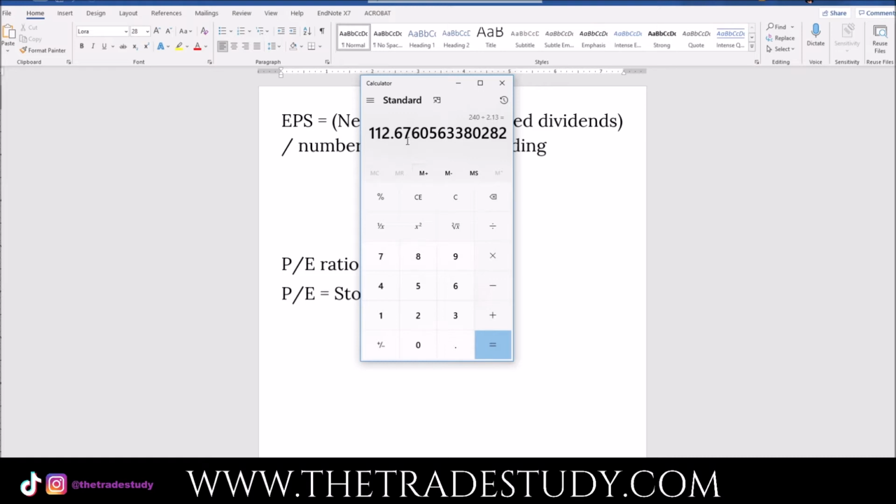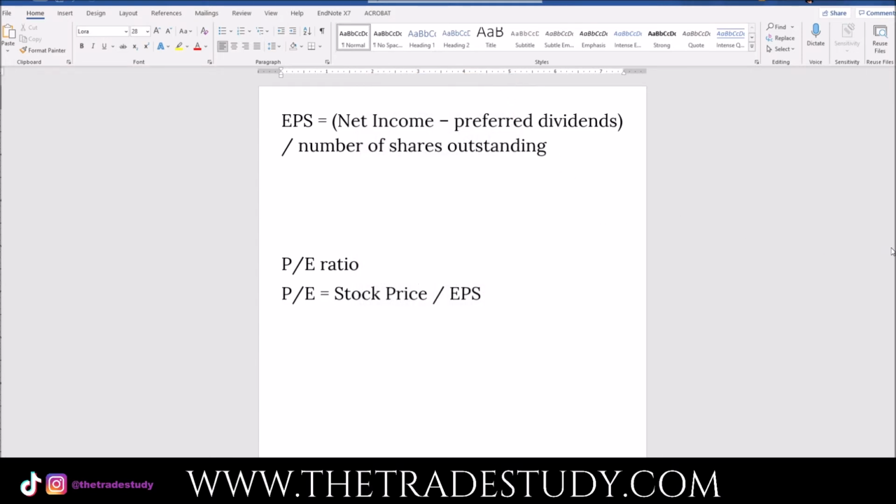So I don't want to spend too much time on PEs, but when you take companies within the same sector and you look at their relative PE ratios, you may be able to get a better idea of valuations within the sector. And this is one of the very useful tools you can use from knowing the EPS.